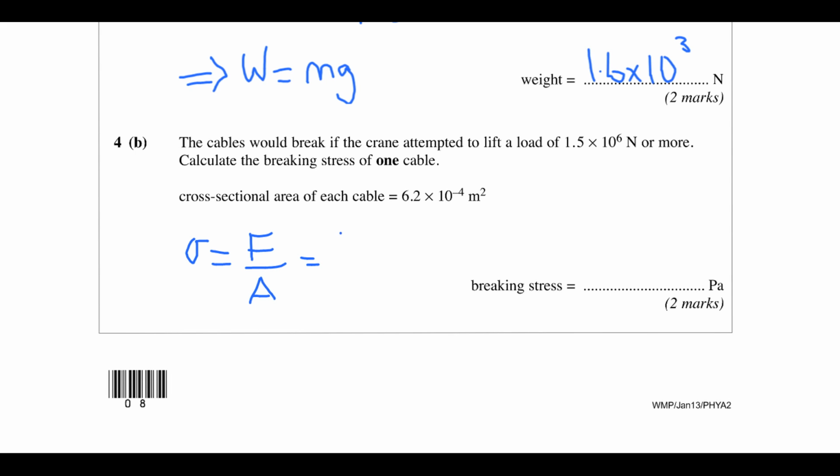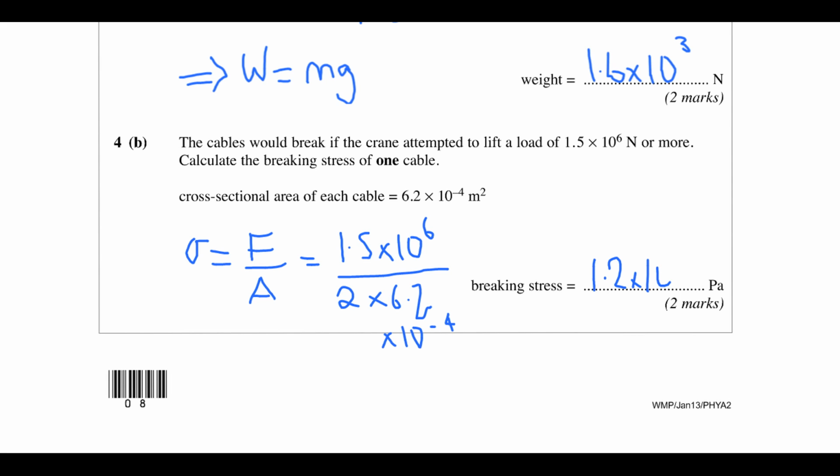So we've got the load is 1.5 times 10 to the 6, but it's shared between 2, so it's divided by 2. I've got an area of 6.2 times 10 to the minus 4 meters squared, and once we do that, we end up with a value of 1.21 times 10 to the 9. So to 2 significant figures, that's 1.2 times 10 to the 9 pascals or newtons per meter squared.